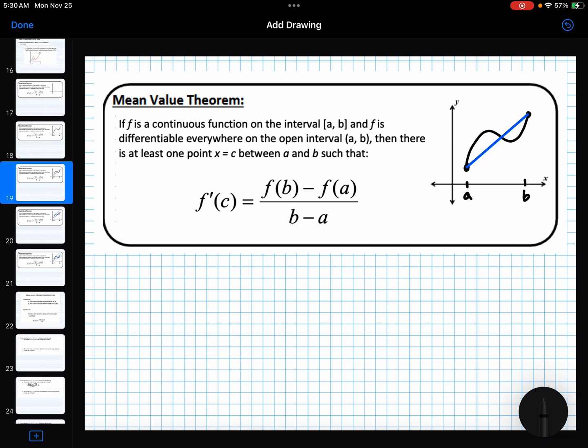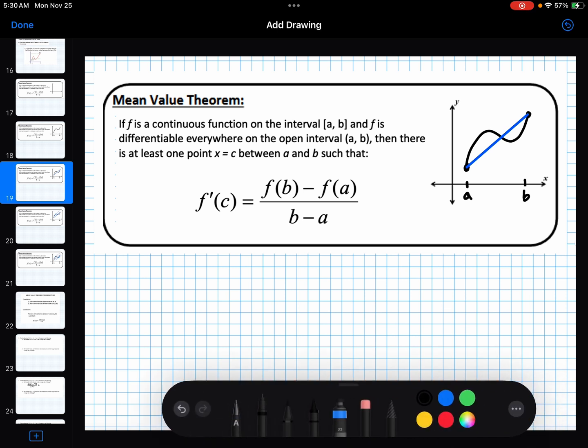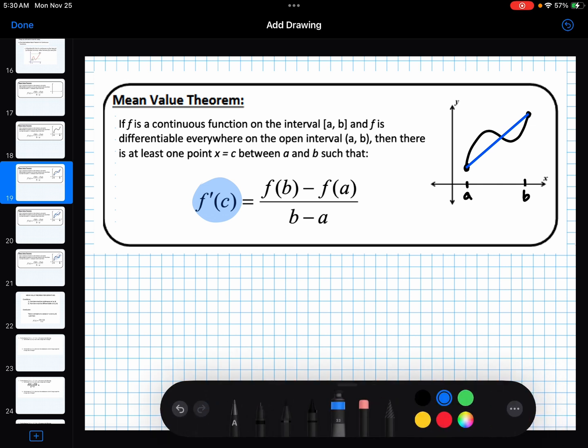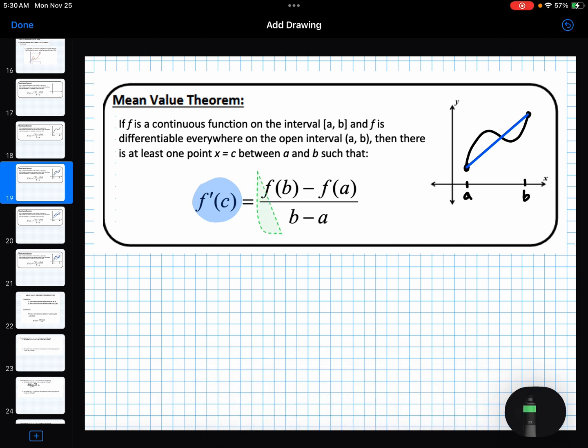And the conclusion is that you can see this formula here, f prime of c equals f of b minus f of a over b minus a. And what that really means is that the instantaneous rate of change, or the slope of the tangent line, has to be equal to the slope of the secant line at least one place, right? Slope of the tangent is equal to the slope of this secant line connecting the endpoints there. At least one place. It possibly could be many places.